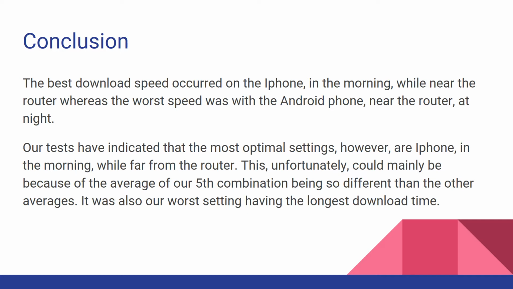The best optimal settings that we have come up with are the iPhone in the morning while far from the router, which is different from our best download speed, but the worst download speed correlates to the worst average download speed, as in our 5th combination, which is the Android close to the router in the evening.